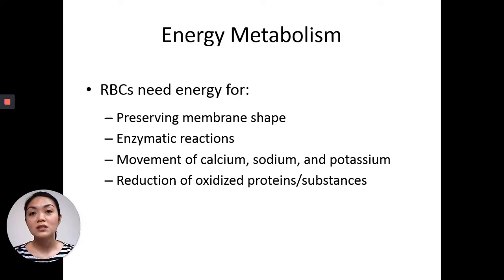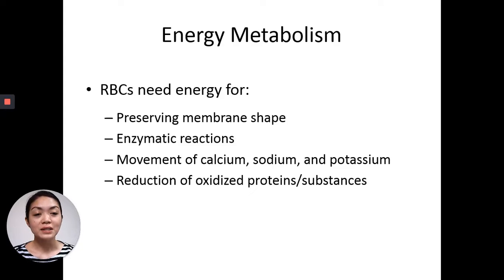So it does not just occur or happen on its own, no? Sige lang siya biconcave disc, but there is really energy spent in order to maintain that shape. Second, of course, the red blood cells need energy in order to allow the different enzymes to function and react inside the red blood cell. Since our red blood cell is devoid of organelles, it only relies on the different enzymes present in the cytoplasm in order for it to go about its metabolism.